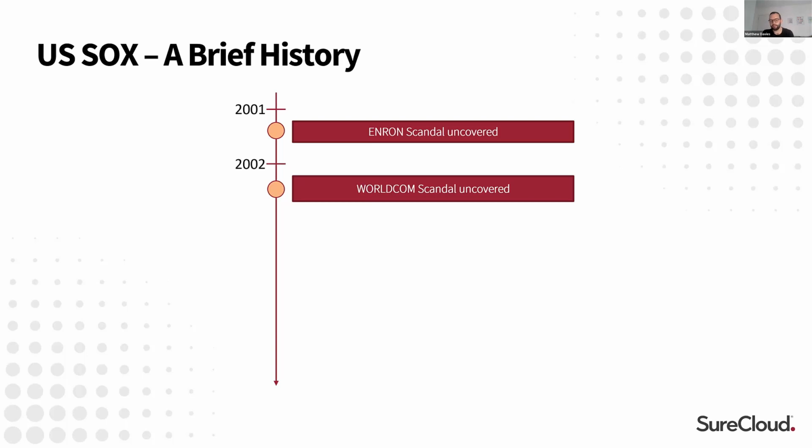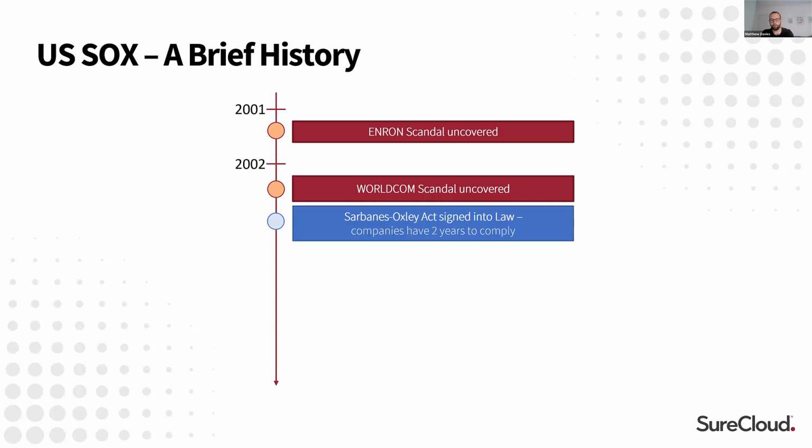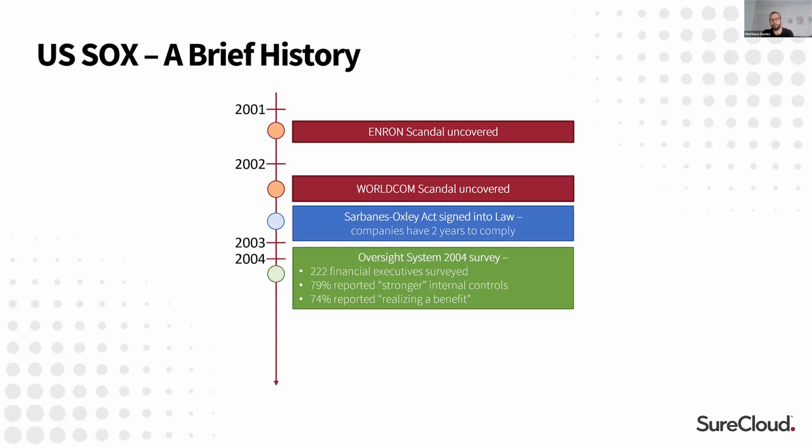And as this was happening, they were working on an act, which became the Sarbanes-Oxley Act, that companies had 2 years to comply with, which was putting some controls around financial reporting and how you go about preparing those financial reports. In that period, a survey was sent out where financial executives were surveyed and they came back and said, 79% saw improvements in stronger internal controls.